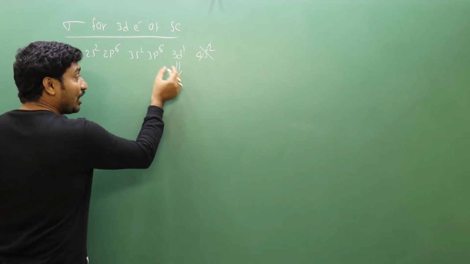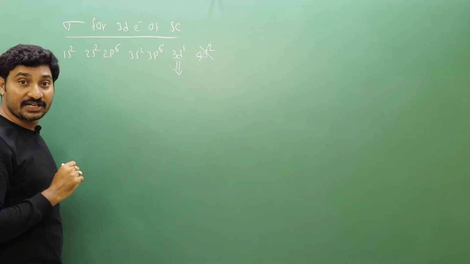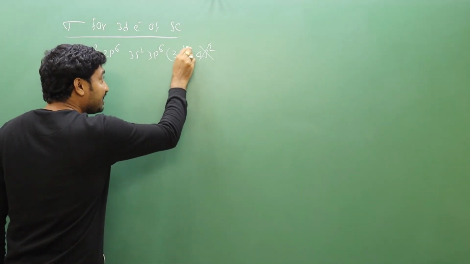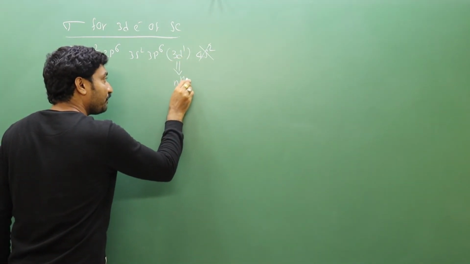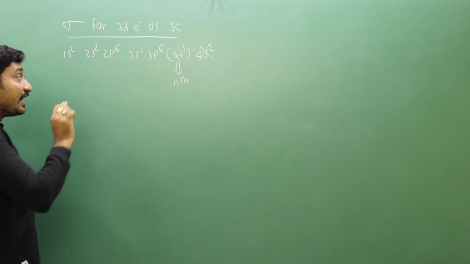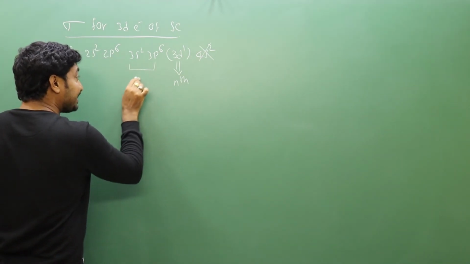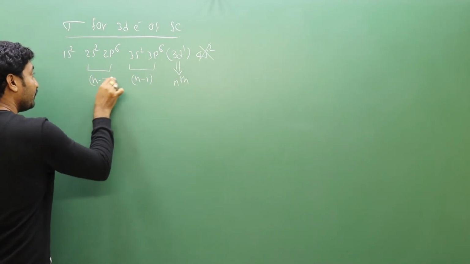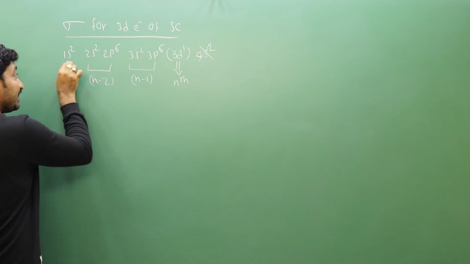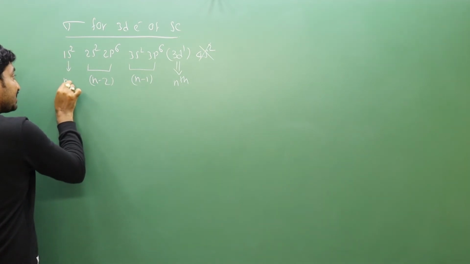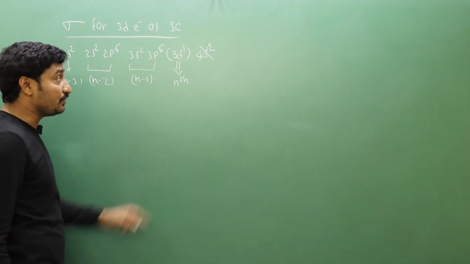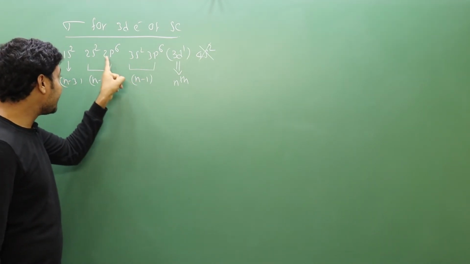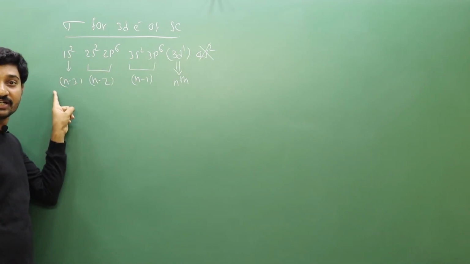Now, in 3d, how many electrons are there? One electron, so you exclude that electron. You consider this 3d as the nth shell. The remaining shells: this one is n minus 1, this one n minus 2, this one n minus 3. Actually, what is the n value here? 4, right? The third shell is n minus 1, the second shell is n minus 2, the first shell is n minus 3.